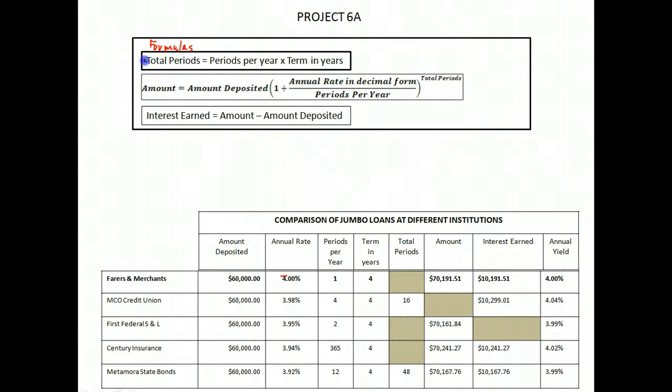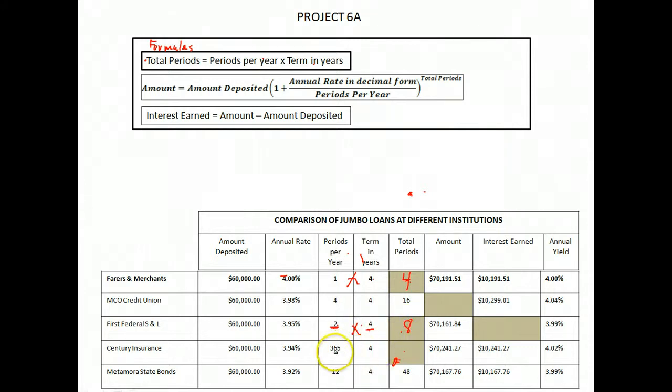Okay, so if you need to find the total number of periods, which notice we have 3 of those that are left blank, it's really easy to do. You just take the number of periods in a year times the term in years. Okay, so for example, for this first blank on mine, where'd it go? There it is. We take the periods per year times the term in years. 1 times 4 would be 4 total periods. Down here, 2 periods a year, 4 terms in a year. 2 times 4 gives me 8.